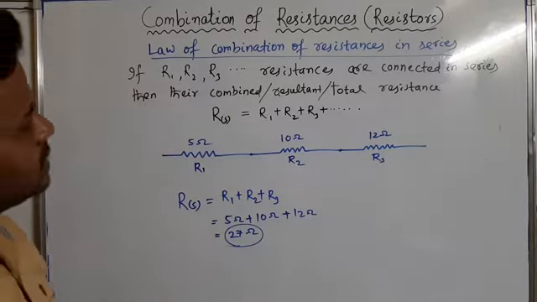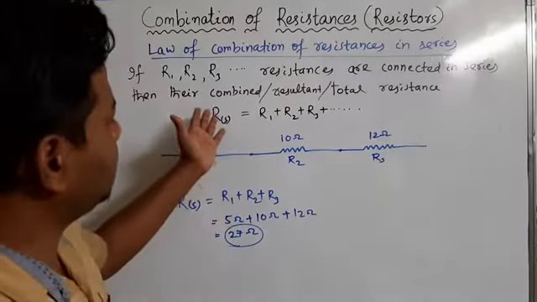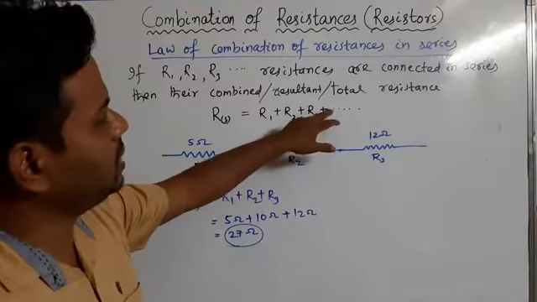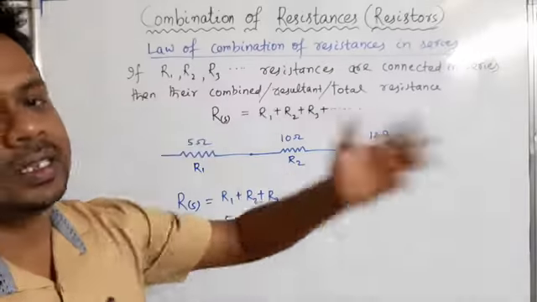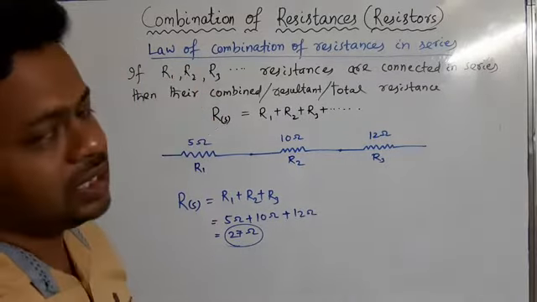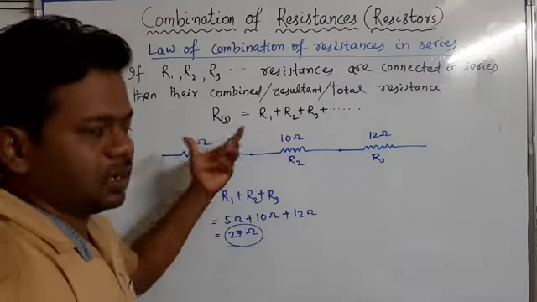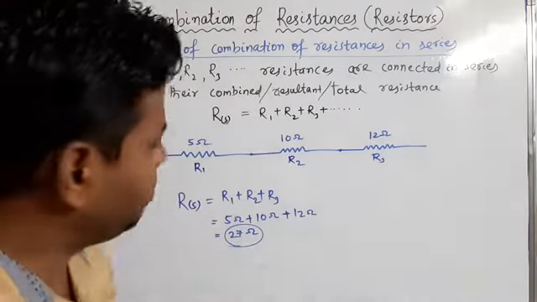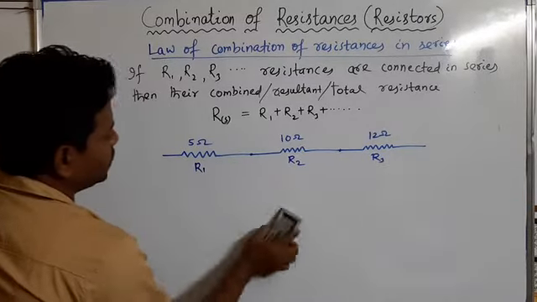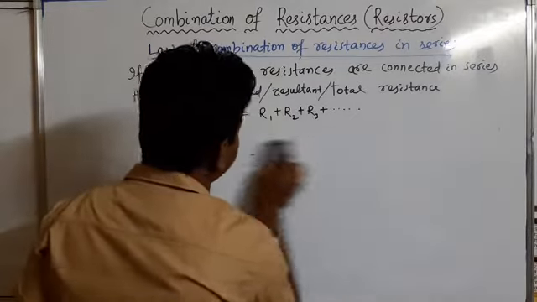Then the next part is how this formula is derived. We have said that Rs equal to R1 plus R2 plus R3 dot dot dot, where the dots mean however many resistances are connected in series. All the resistances you have to add up. But how is this formula derived? Next we will discuss the derivation of this formula. But before discussing the derivation, we should know what happens in a series connection.